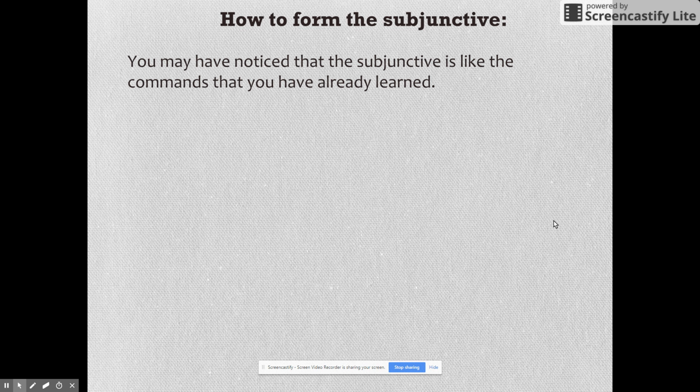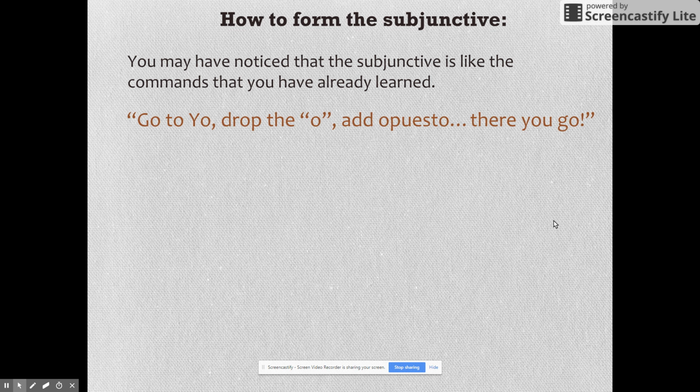If you didn't realize that, you're going to love this news because you already know how to do some of this. It's not completely brand new to you. So the rule is go to the yo form, drop the o, add the opposite ending, and there you go. It rhymes, but I want you to actually understand what that means. It means that for AR verbs, you put it in the O form, you drop the O, and then you add the opposite ending, okay?